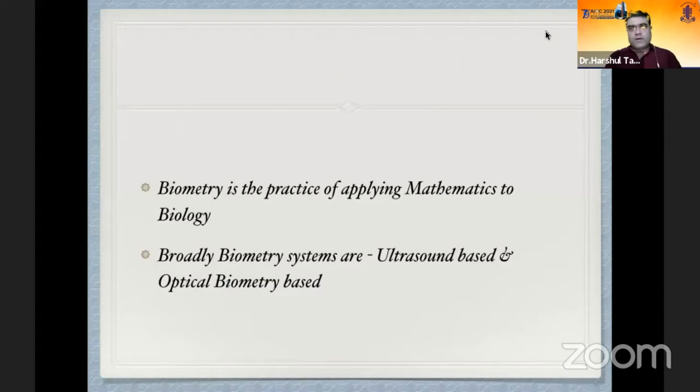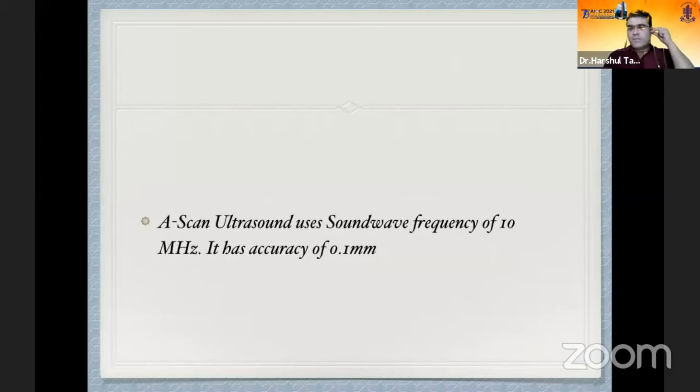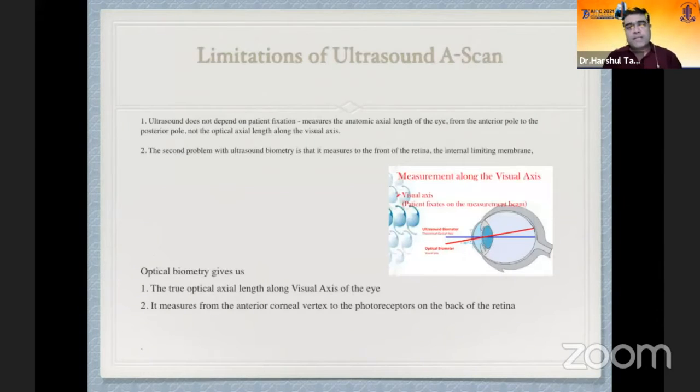So biometry, we all know, is the practice of applying mathematics to biology. And broadly, biometry systems are ultrasound based and optical biometry based. So A-scan ultrasound, which we have been using for decades, uses a sound wave frequency of 10 megahertz. It has an accuracy of 0.1 millimeter. But there are various limitations of ultrasound A-scan.